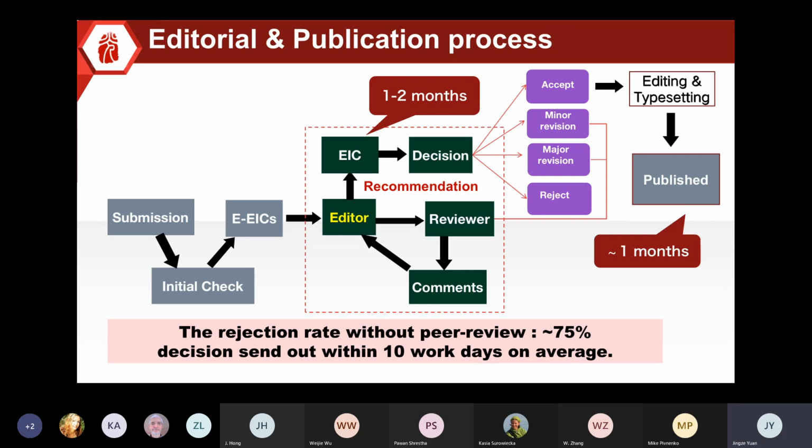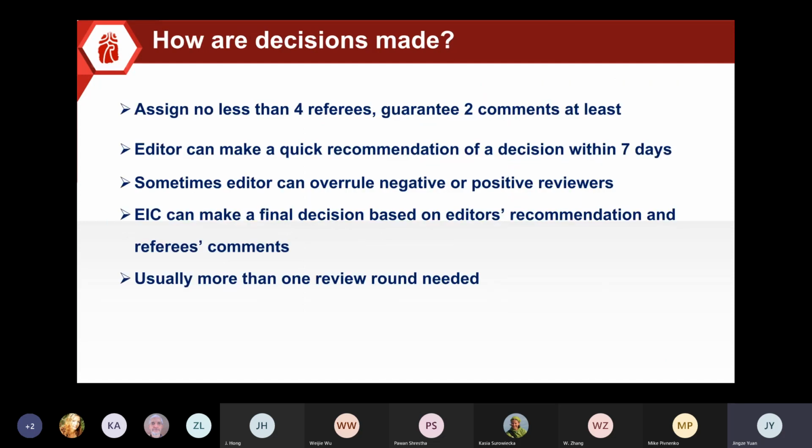If it successfully passes, the submission will be sent out by the editor for peer review. This step usually takes about 2 months. After this, we will send the decision made by the EIC to the authors. The decisions about each manuscript are usually made based on the following principles.